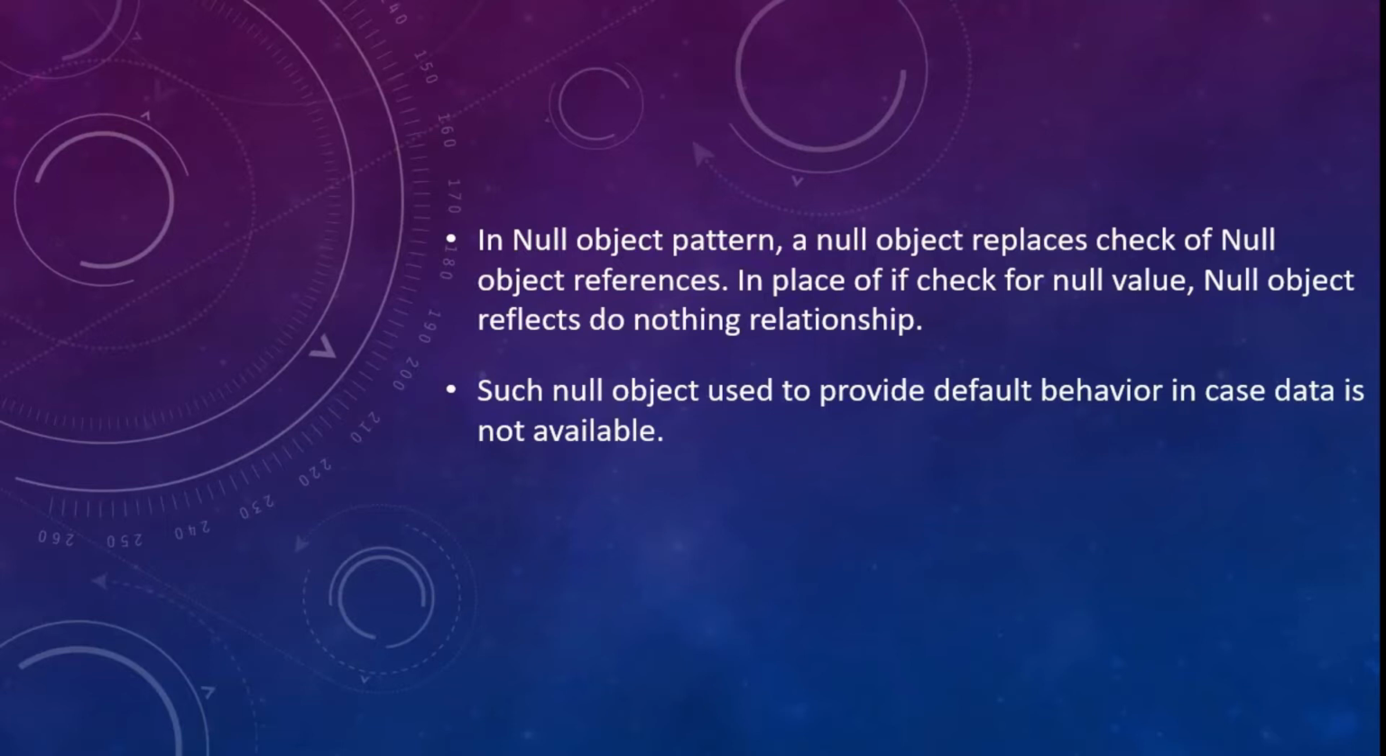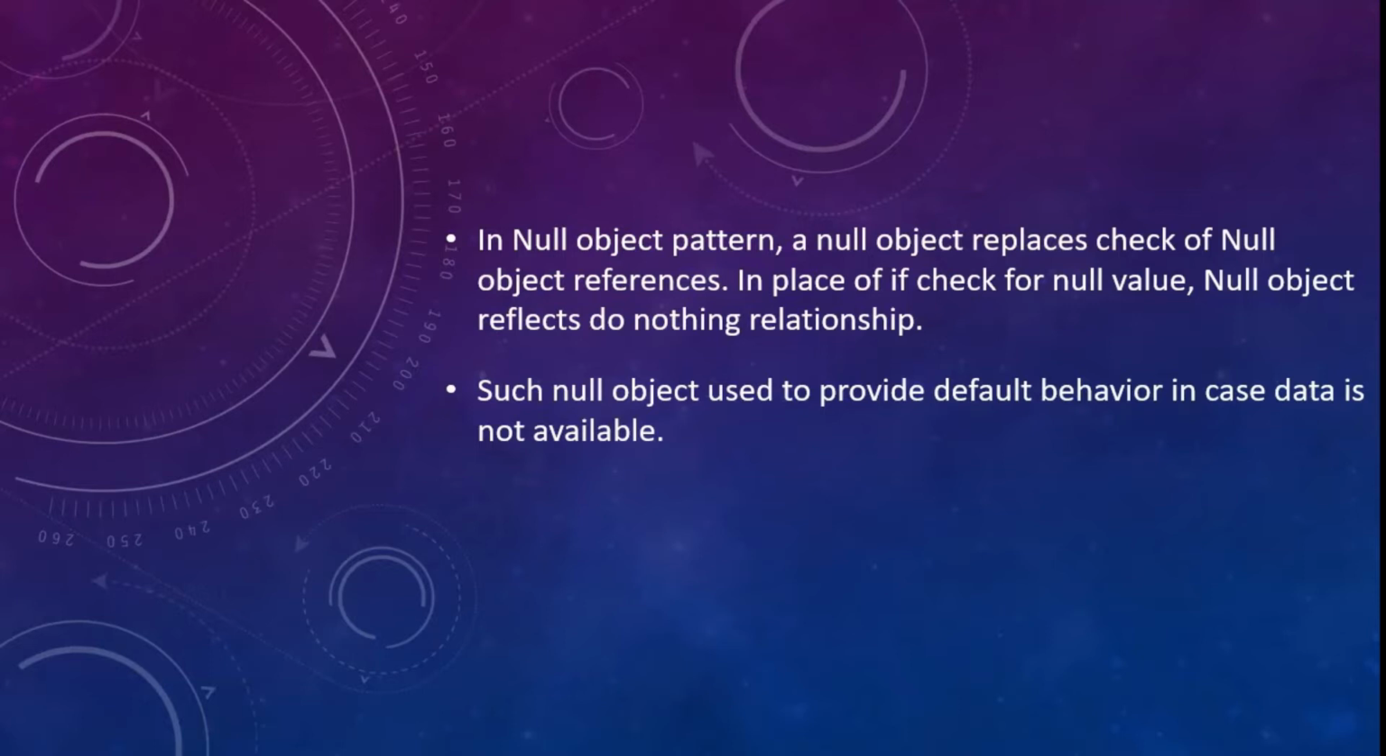In that case, whenever we see that any of the checked objects has a null reference, we will replace it with the null object. So that is basically providing a default behavior, providing a null object in case of a null reference, and this is simply used in case data is not available.